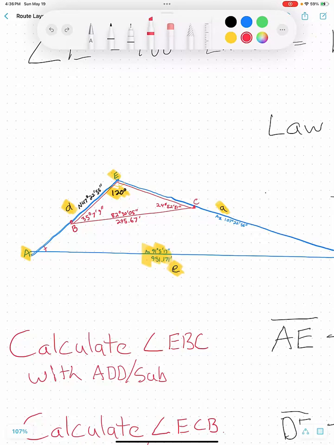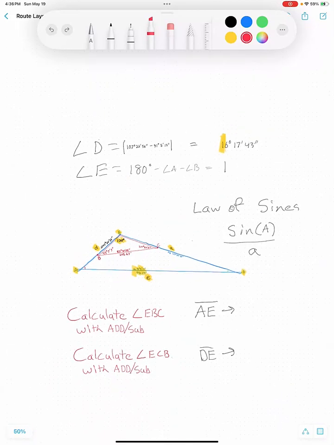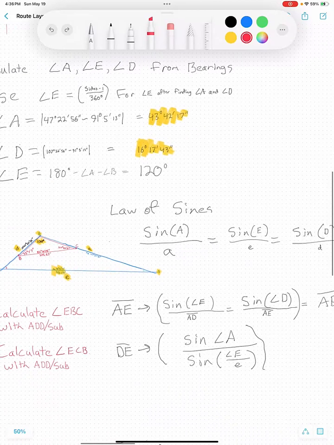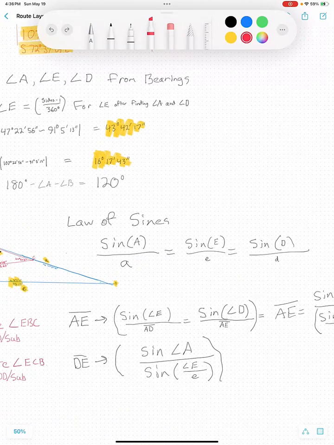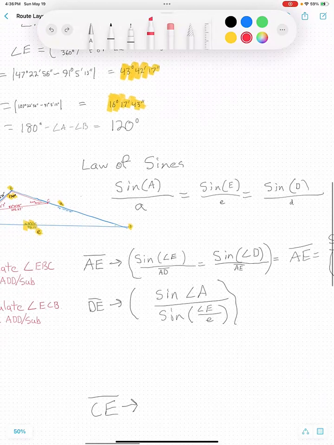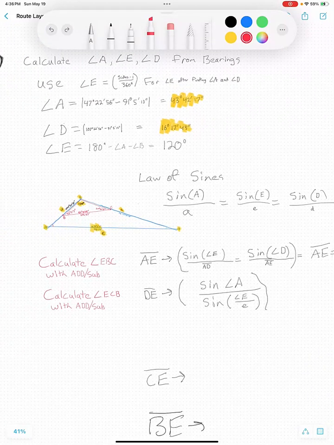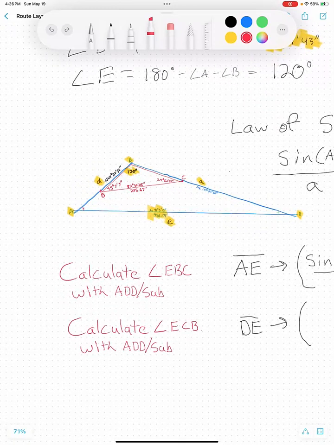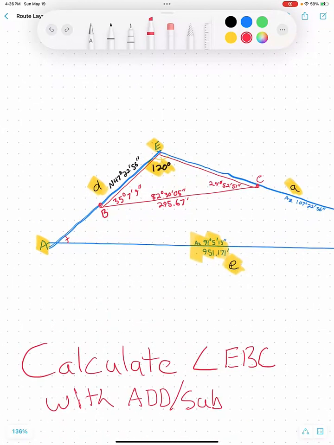And the great thing about having distances and azimuths here is now we can use our law of sines, right? So that's sine A over little a equals sine big E over little e, which is sine big D over little d. So using that, we can calculate those angles. In the smaller triangle, we can calculate by adding and subtracting this new bearing here that we have.